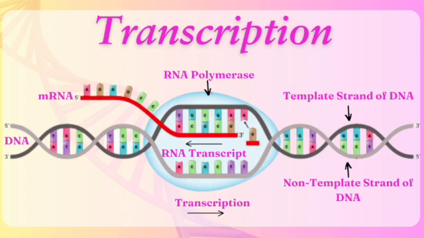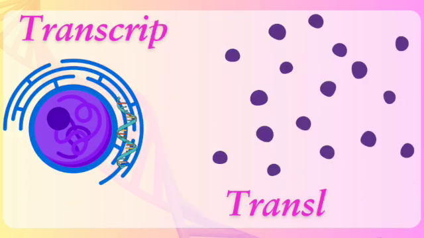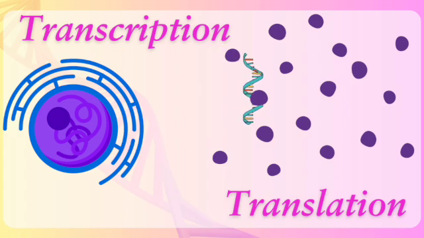So remember, A to U, T to A, C to G, and G to C. An example would be if the DNA template strand has the sequence T, A, C, RNA polymerase makes an mRNA strand with the sequence A, U, G. So T to A, A to U, C to G. When transcription is completed in the nucleus, that completed mRNA strand will detach from the DNA and leave the nucleus, carrying the instructions from the DNA to the ribosome, where the next step, translation, will occur.